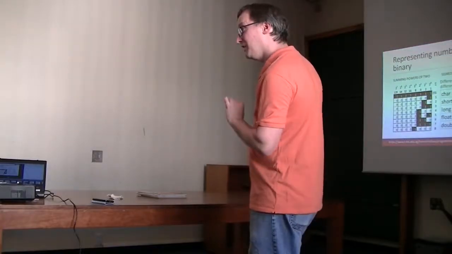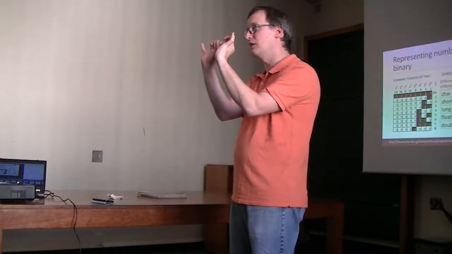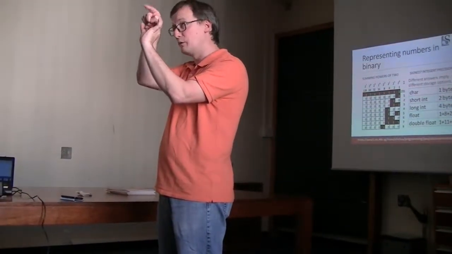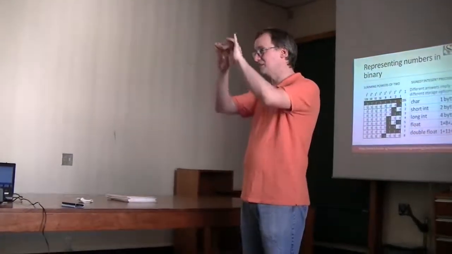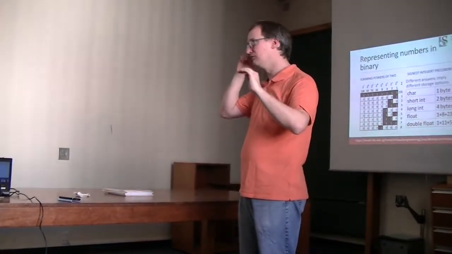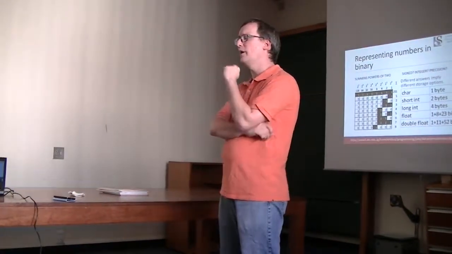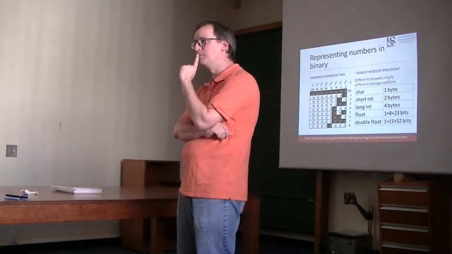Now, if the short int is 2 bytes, that means that our largest binary value is 1111, 1111, 1111, 1111. That's the largest value you can code for. I'm ignoring sign for the moment, so let's leave that aside. What is the equivalent of that in decimal?